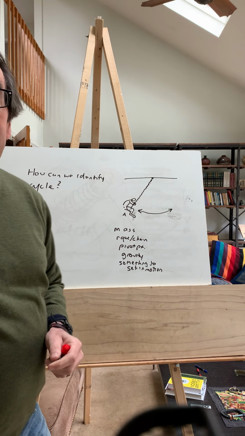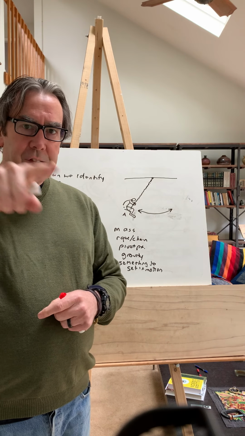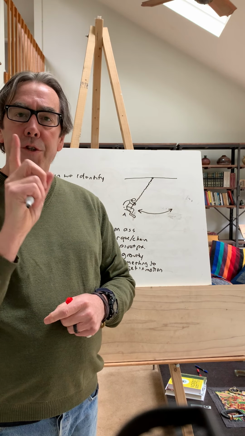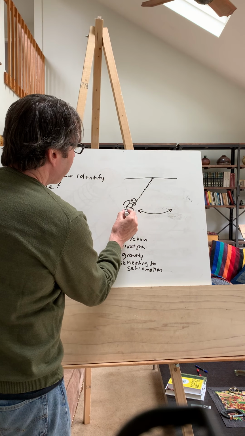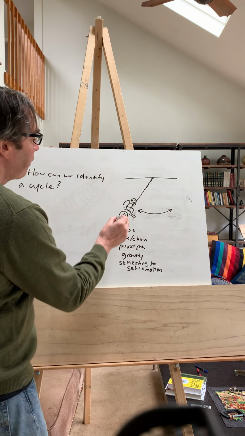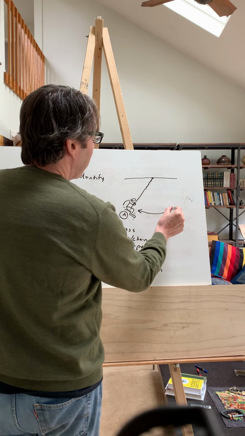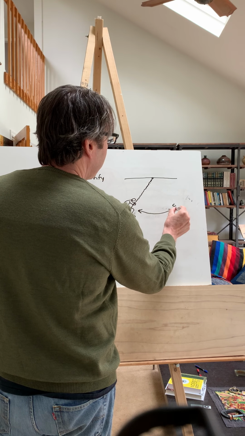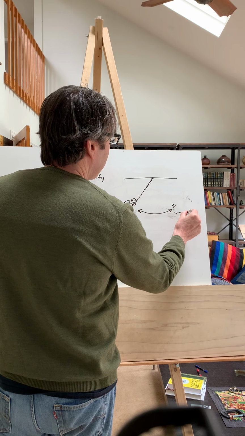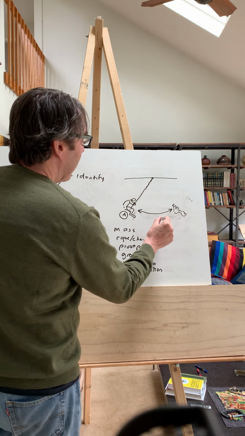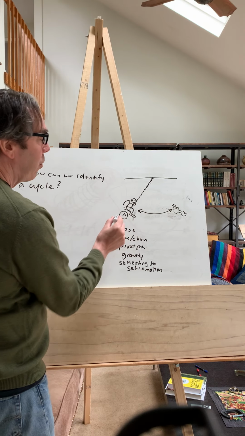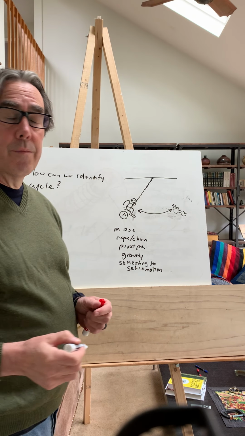And to identify the cycle, you simply observe the system repeating, right? And you choose a starting point anywhere. So let's say we choose here as our starting point. You'll observe the system, right? The child goes out here. Then they swing back again, and when they reach back to the starting point, you've defined a cycle.